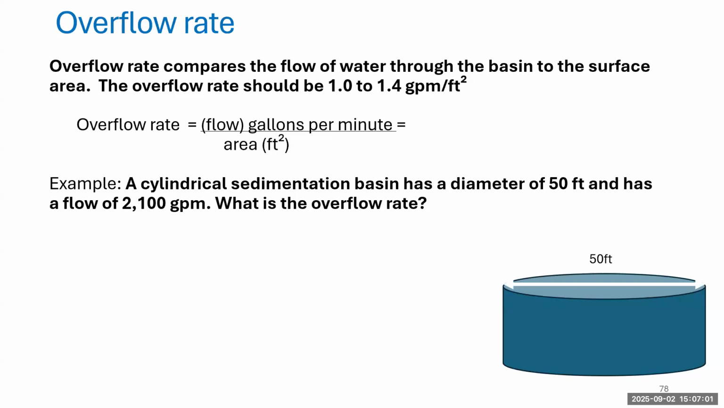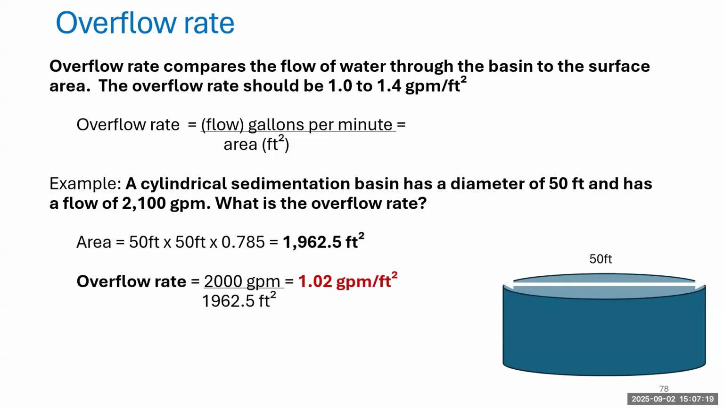I'm going to draw a little picture here. Here's our clarifier, our cylindrical clarifier. It has a diameter of 50 feet. And if I plug the numbers in, 50 feet times 50 feet times 0.785, I get a total surface area of 1,962.5 square feet. Now I can actually put that in our overflow rate calculation.